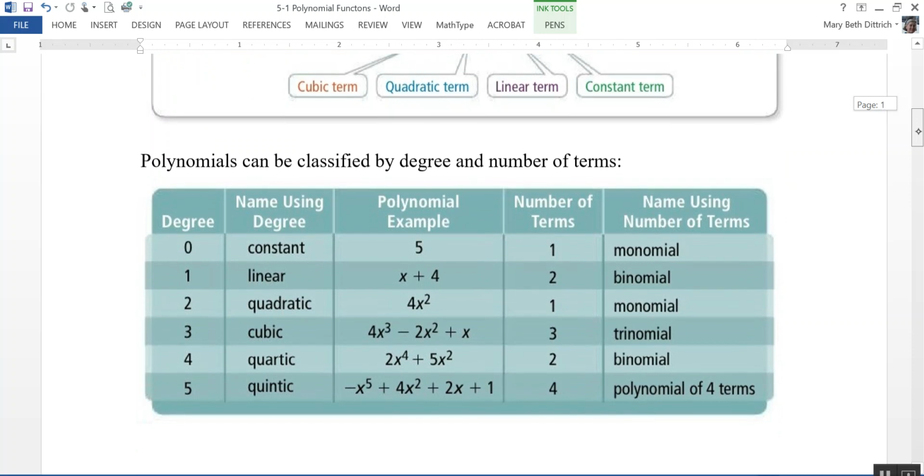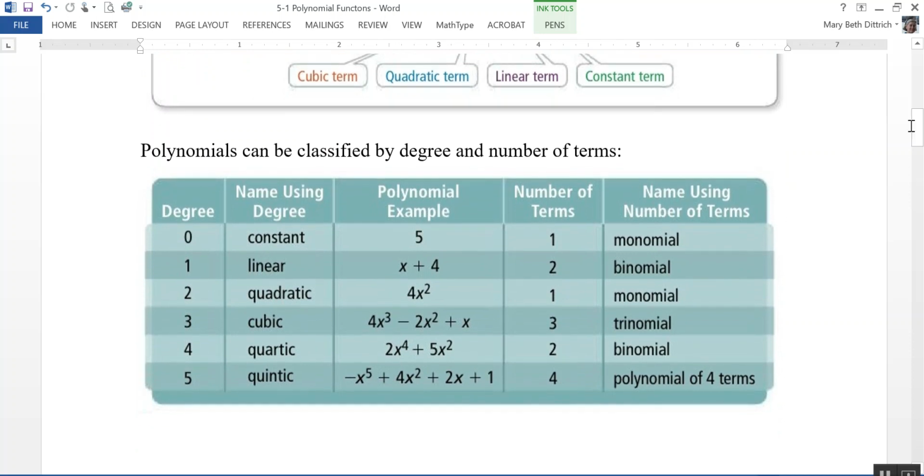Polynomials can be classified by degree and number of terms. So if the degree is 0, it's a constant term. So for example, 5. That's kind of like saying 5 times x to the 0 power, because remember, x to the 0 is just 1. In this case, we have one term, and we would call it a monomial. If the degree is 1, it's linear, so something like x plus 4, that's like x to the 1.